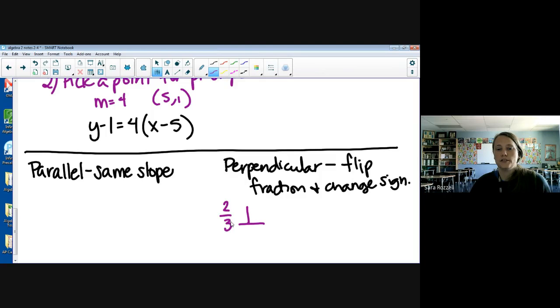So a slope of 2/3 is going to be perpendicular to a slope of what? We're going to flip the fraction over and change the sign. So when we do that, -3/2. Yep, -3/2. So 2/3 is perpendicular to -3/2 for a slope. We flipped over our fraction and we changed our sign. All right, we'll do one more.